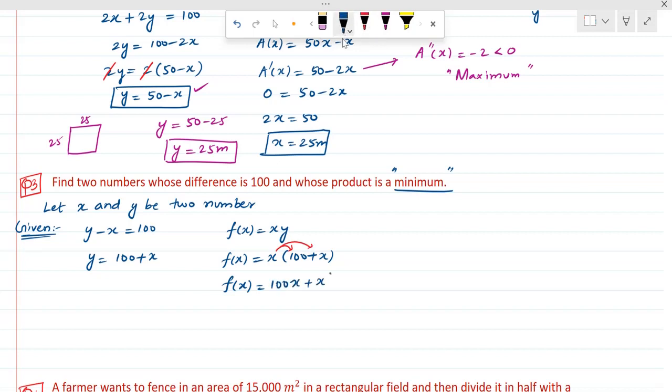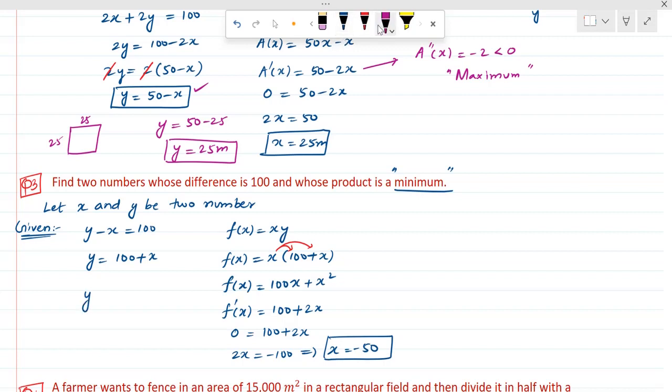100x plus x square. Now start the differentiation. What is the differentiation here? It is 100 plus 2x. Put it equals 0. So move it here. 2x equals minus 100, which in turn implies x is equal to minus 50, the first number. And what about the y value?